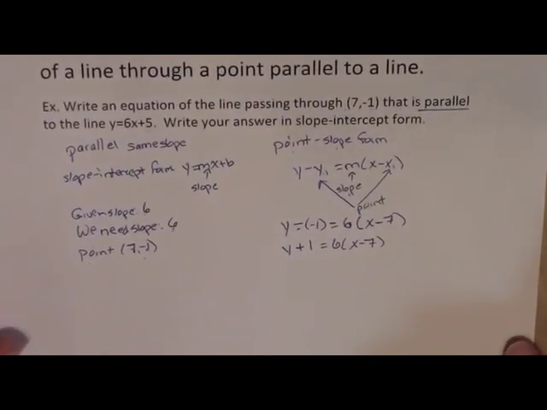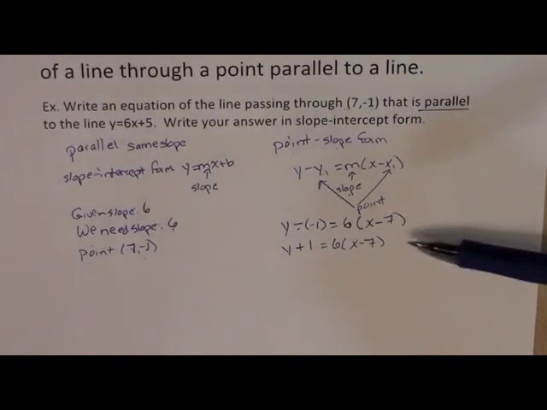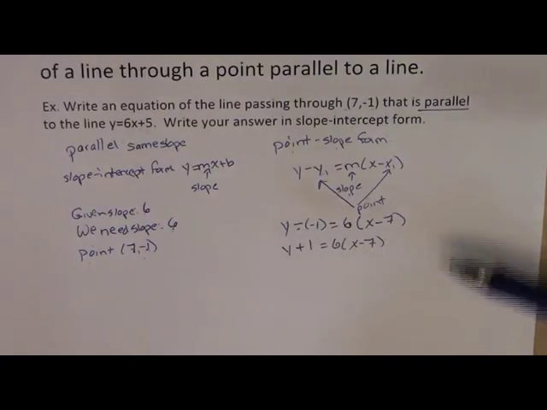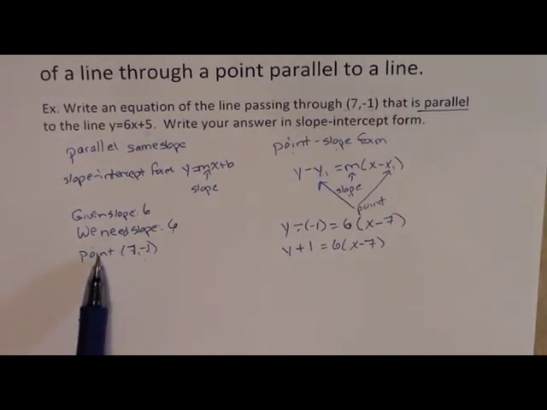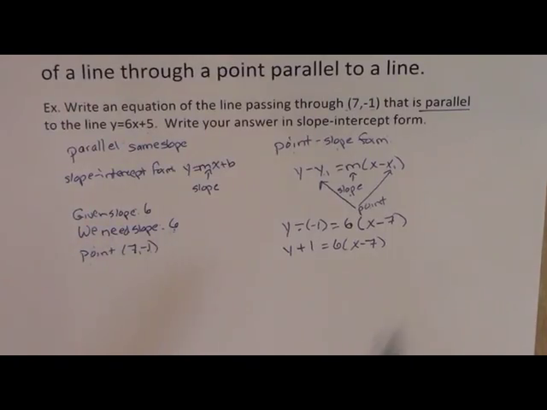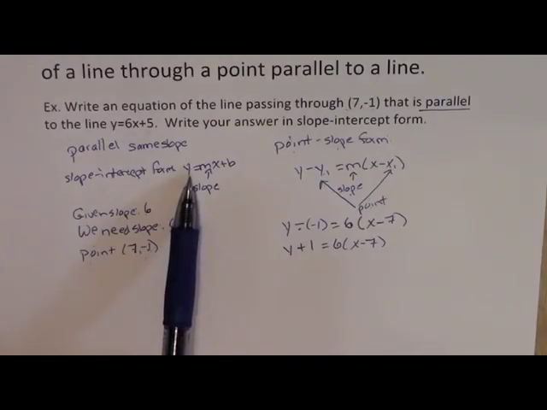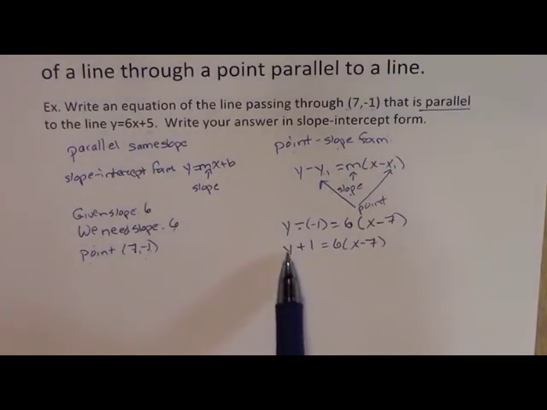Now you do have to be careful. The directions specifically say to write your answer in slope-intercept form. Now our answer right now is in the point-slope form. It's in the wrong form. But I still argue point-slope form is the easiest because we had a point and we had a slope. But the catch is we need to rewrite our equation as y equals mx plus b. That means we need to get y by itself.